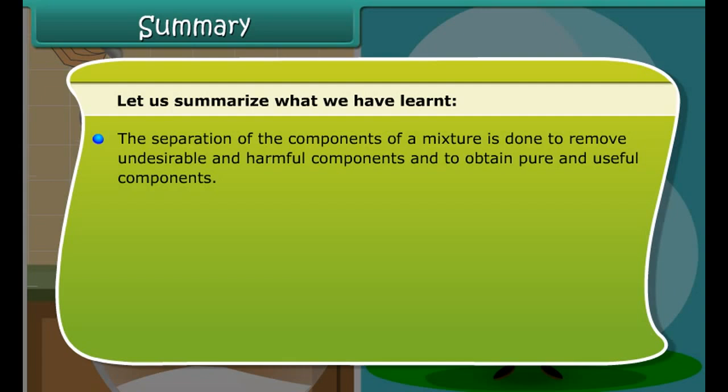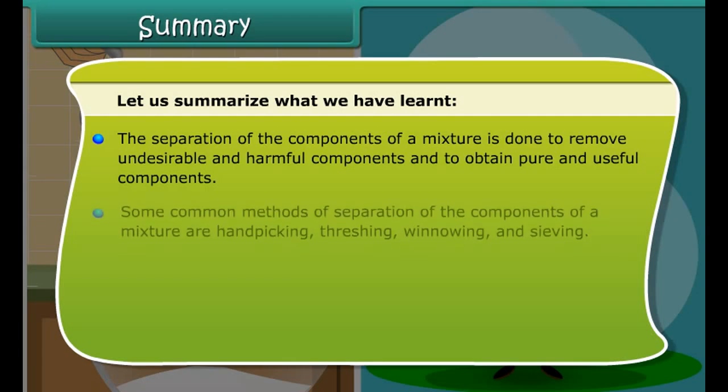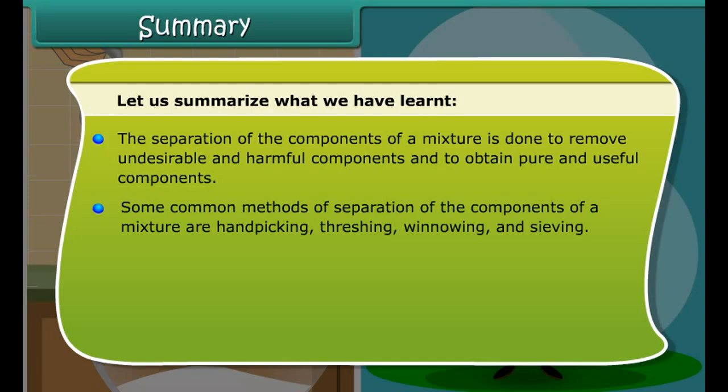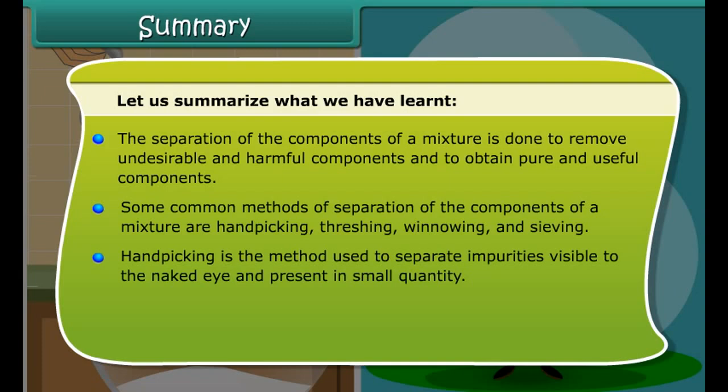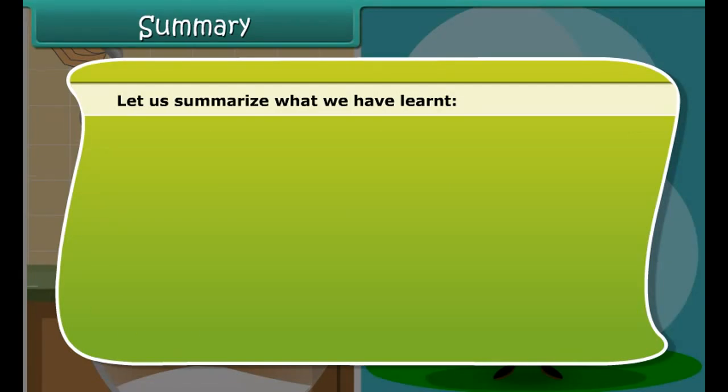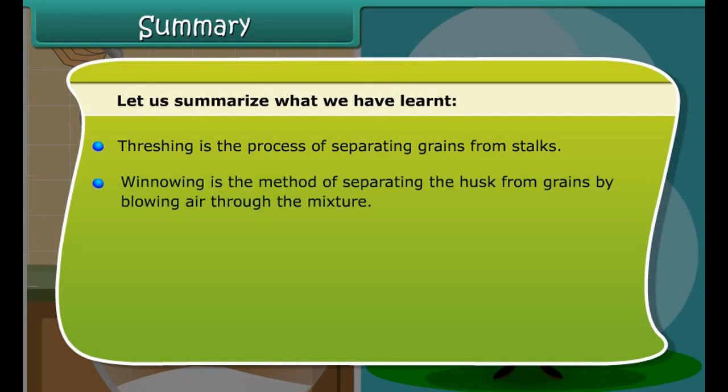Summary. Let us summarize what we have learnt. The separation of the components of a mixture is done to remove undesirable and harmful components and to obtain pure and useful components. Some common methods of separation of the components of a mixture are hand-picking, threshing, winnowing, and sieving. Hand-picking is the method used to separate impurities visible to the naked eye and present in small quantity.